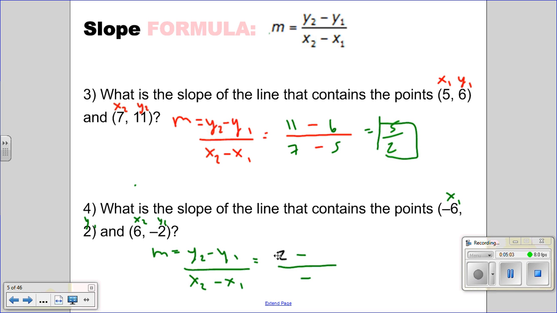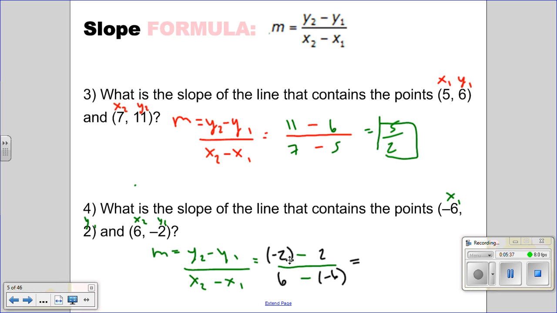sorry, negative 2. Y sub 1 is positive 2. X sub 2 is 6. X sub 1 is negative 6. Make it a habit to put the negative numbers in parentheses after operations. I could have done negative 2 in parentheses at the top, but it came in front of the subtraction, so it wasn't that crucial. But if you want to, just put all negative numbers in parentheses, which is totally fine.